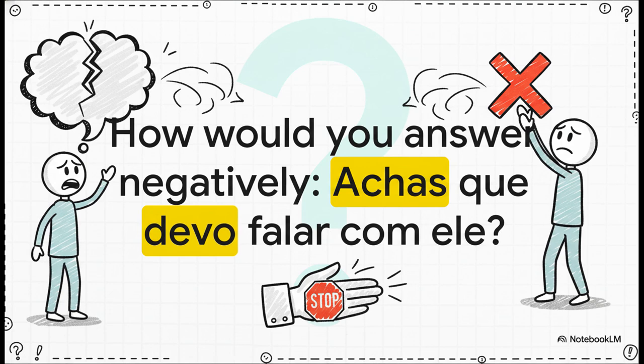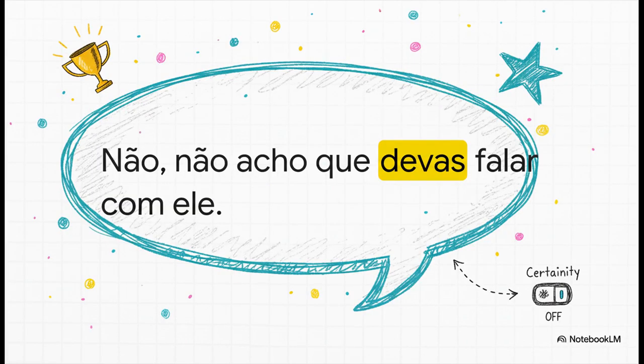All right, ready? Imagine someone comes up to you and asks, Achas que devo falar com ele? Do you think I should talk to him? And you want to answer, no, I don't think you should talk to him. How are you going to say that? Go on, take a second and think about it. And there it is. Não acho que devas falar com ele. You nailed it, because you started with não acho. You introduced doubt, so the verb dever had to flip to the subjunctive, devas. If you got that right, seriously, great job.